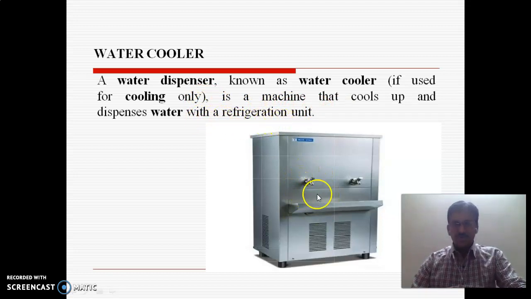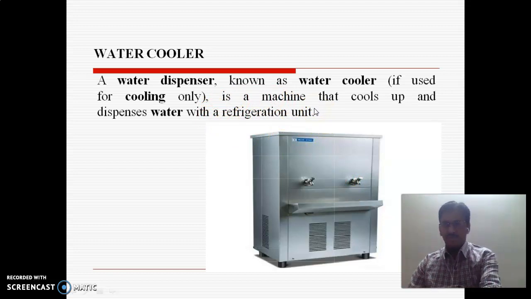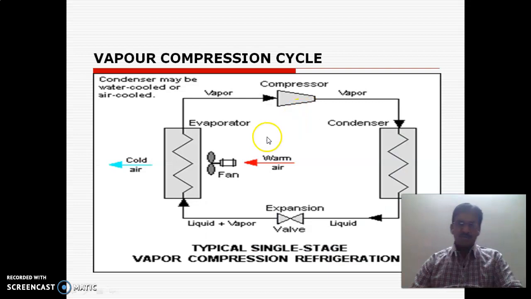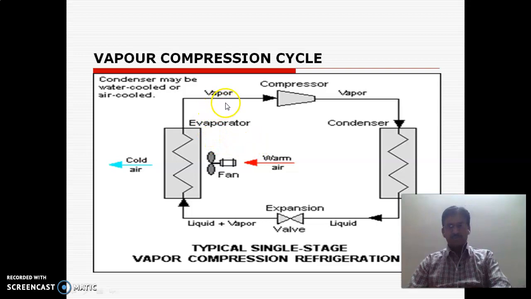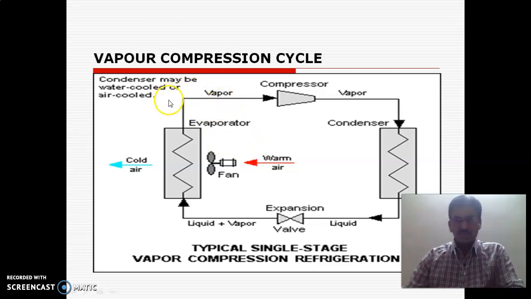So in a water cooler, what happens? The basic application is to cool the water, and this water cooling happens with the help of a refrigeration unit, which is nothing but your vapor compression cycle. So in a water cooler, the basic fundamental cycle is the vapor compression cycle, and in that cycle, the basic working is based on four basic components: compressor, condenser, expansion valve, and evaporator.